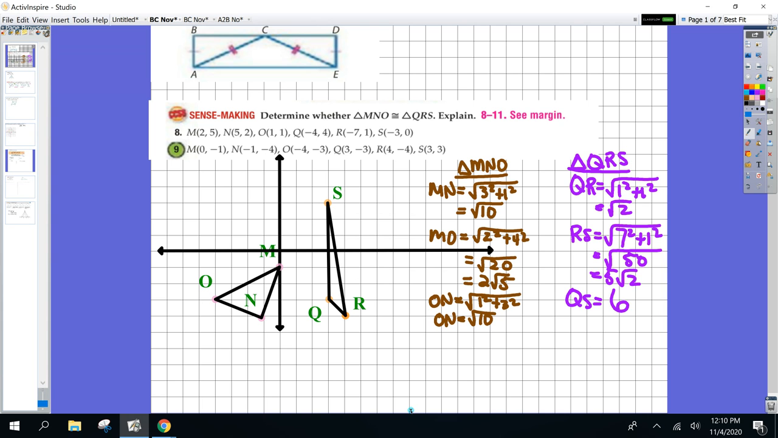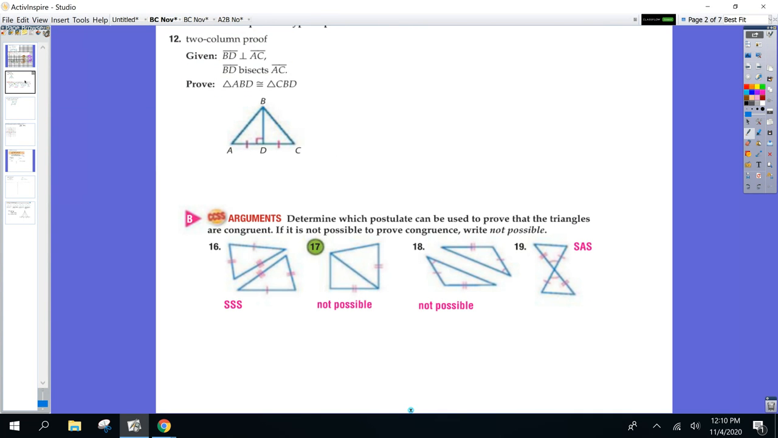Any other questions here before I move on? Anybody have any issues with 16 through 19? You didn't know why it was not possible: side, side, side, or side angle side.